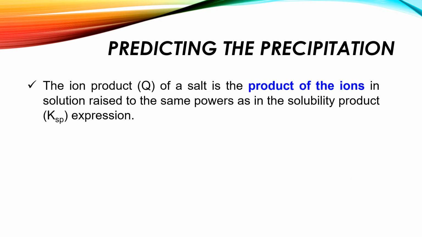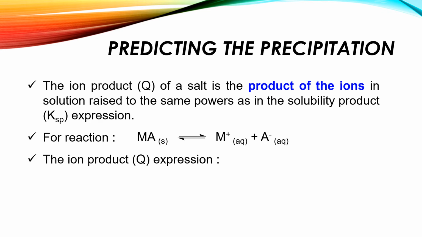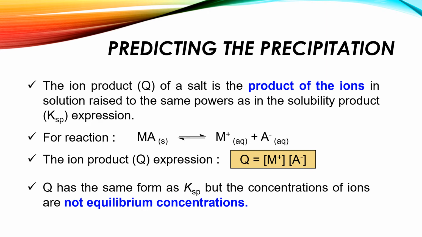The ion product or Q of a salt is the product of the ions in the solution raised to the same powers as in the solubility product or Ksp expression. For a reaction that involves a soluble salt of MA solid, dissociating to form M plus aqueous ion and A minus aqueous ion, the ion product or Q expression can be written as Q equals concentration of M plus ions times concentration of A minus ions. The Q has the same form as Ksp, but the concentrations of the ions are not equilibrium concentrations.